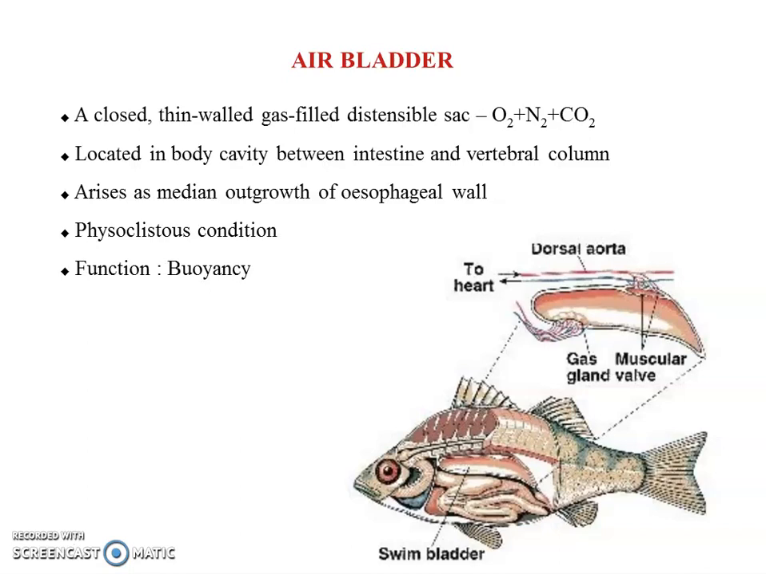So you can see where the air bladder is located. It is above the intestine and below the vertebral column. This is the vertebral column. And why is it associated with the digestive system? Because it is actually an outgrowth of the esophagus. Right. So this is the structure. Fine. Thank you.